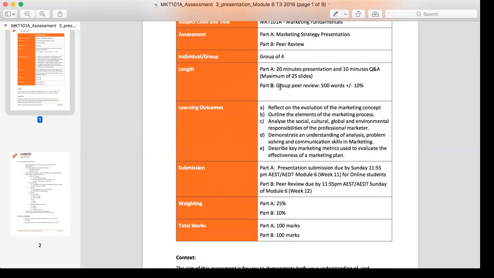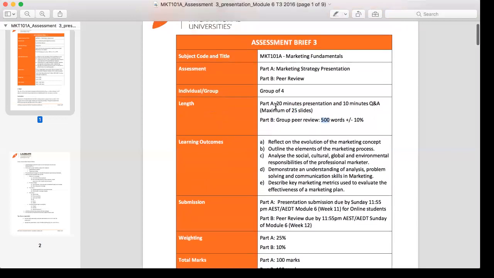And part B is actually about the group peer review in 500 words. So you're going to review your peers, any other groups, about their presentation, and you give them feedback. All right. Now, assessment 3 is actually a continuation of your assessment 2.